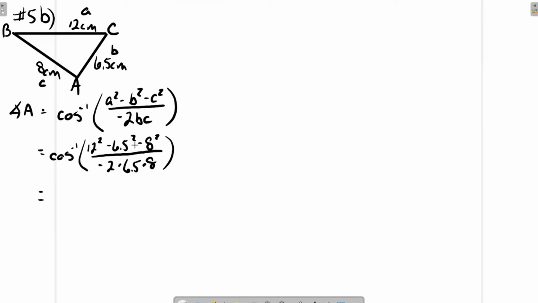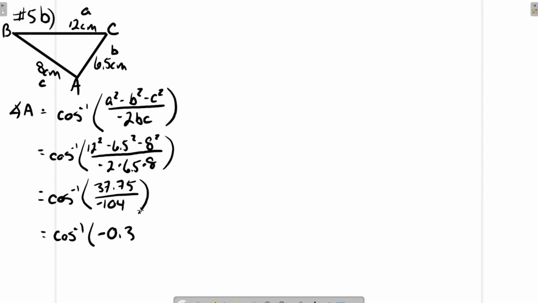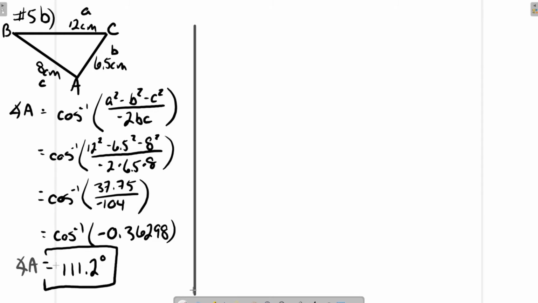And when I crunch out all those numbers, I end up with the arc cos of 37.75 divided by negative 104, which is the arc cos of negative 0.36298. And if we run that through our calculator, we get an answer of 111.2 degrees. So that's our angle A.